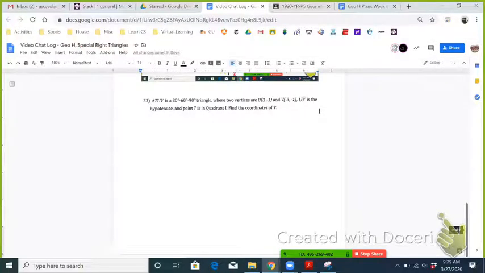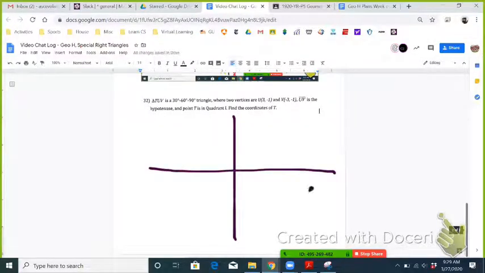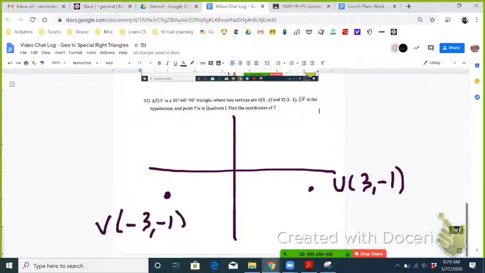Alright, so we have a triangle TUV, and we know it's a 30, 60, 90 triangle, and we're given the two vertices for U and V, so let's draw that out here. So we would have one point over here, that would be U at 3 comma negative 1, and then V would be over here at negative 3 comma negative 1. Alright, and it says that UV, so this side length right here, is the hypotenuse. So we could figure out that that length is 6.